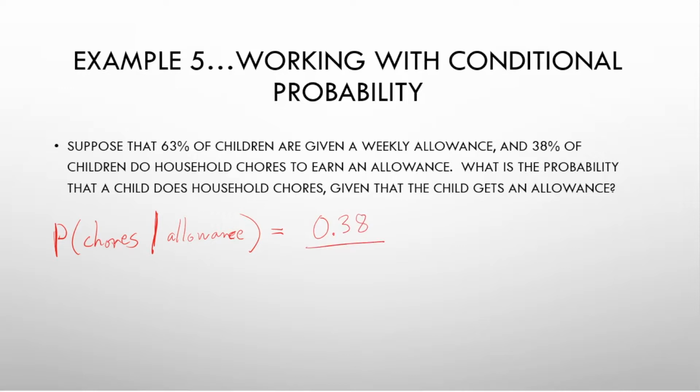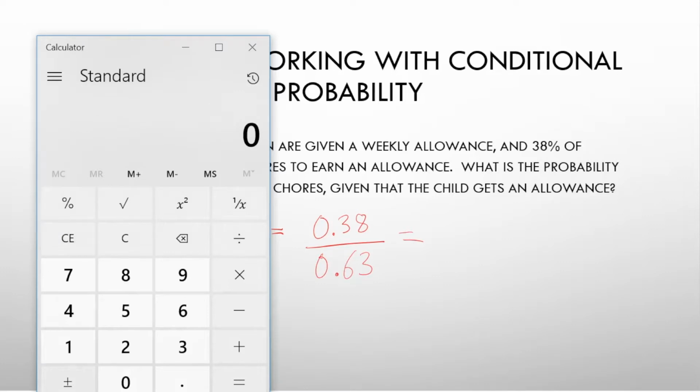divided by the probability of the second thing. The probability that they get an allowance would be that 63, right? So that'd be 0.63. So 0.38 divided by 0.63. Three decimal places gives me 0.603.